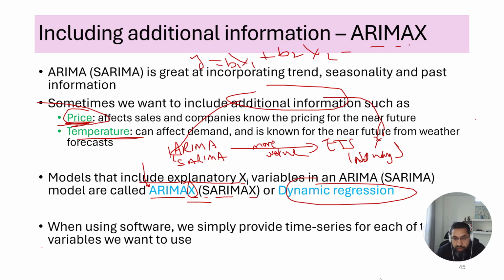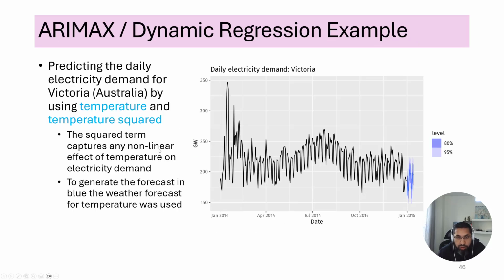So with software, it's very easy to do. In addition to your time series, you just provide the time series for your predictor variables. You provide a time series of prices, provide a time series of temperature, and it incorporates that into the ARIMA modeling and does the forecasting for you. Now, let me show you an example. Here's the daily electricity demand in Victoria. Okay, and this is the forecast here.